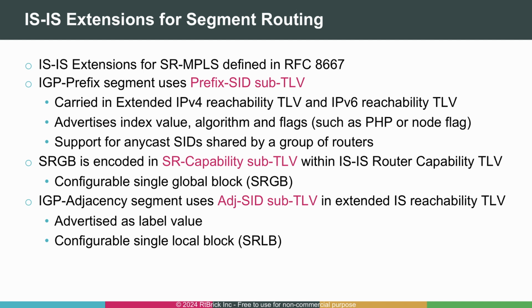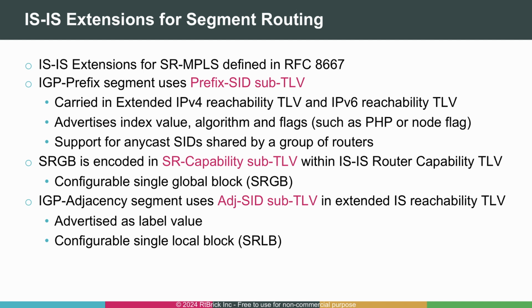In addition to the prefix SID sub-TLV, the segment routing global block must be encoded. This is done via the SR capability sub-TLV, which is carried in the ISIS router capability TLV. The SR capability sub-TLV advertises the base value of the SRGB and the block size. In RBFS, you can configure a single global block for this purpose.